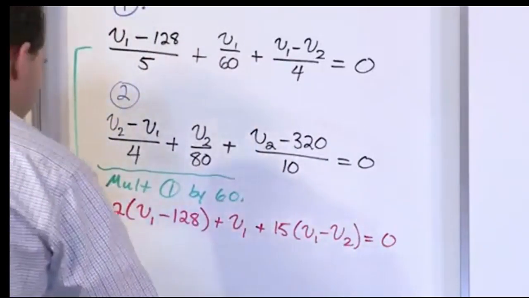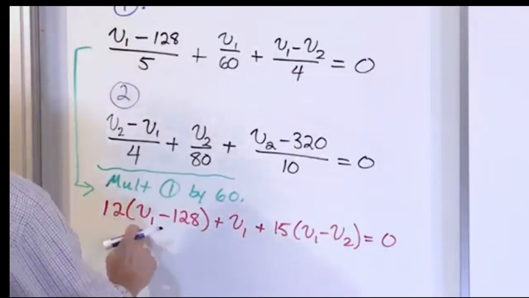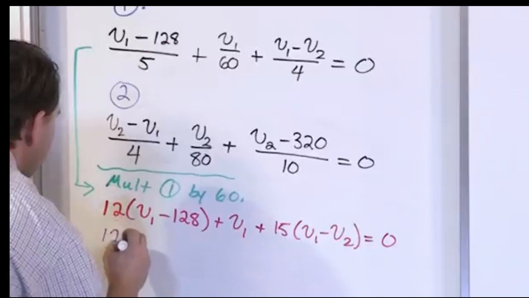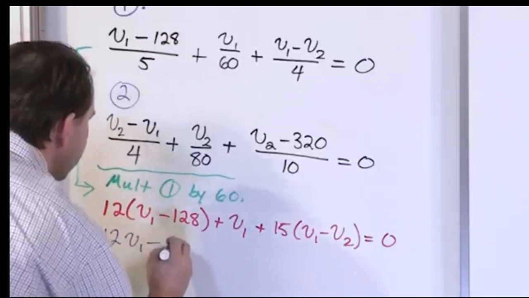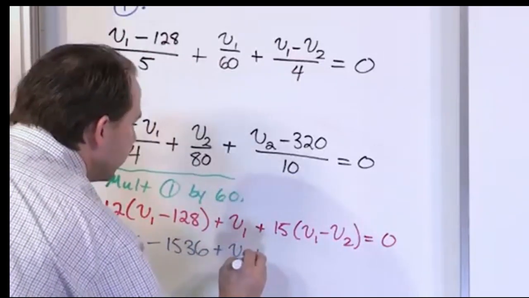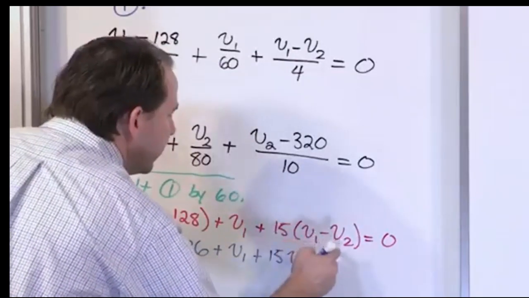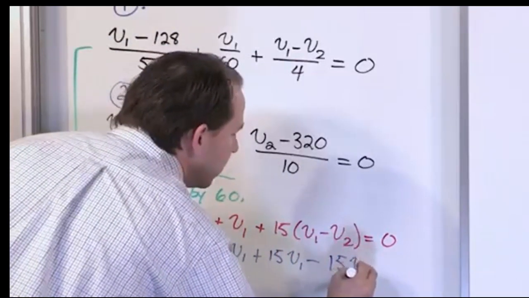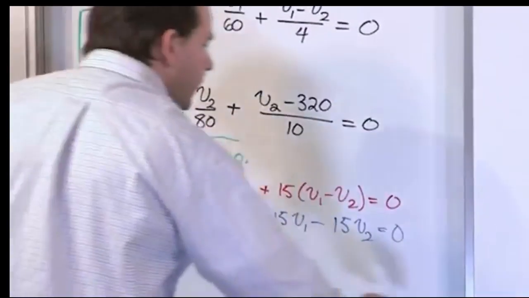Now let's go in here and start distributing and do the simplification. So we have 12 V1 minus 12 times 128 is 1536, plus V1 plus 15 V1 minus 15 V2 is equal to 0. Okay?